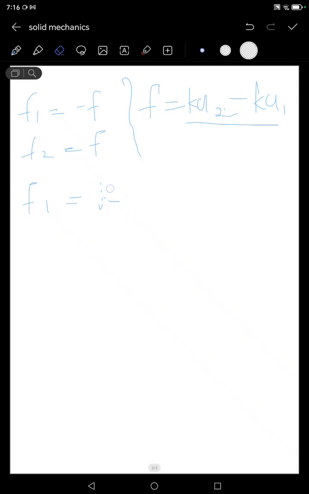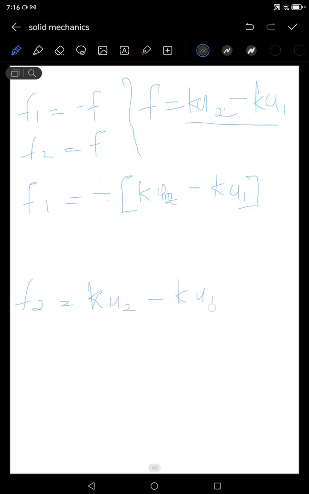So it's going to be negative. Sorry, let me just write it clearly. So it's going to be negative into KU2 minus KU1. Okay. And then our F2 is going to be a positive F, which is going to be KU2 minus KU1. Okay, like this.